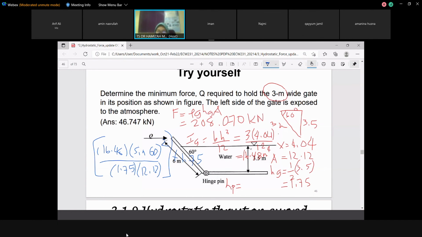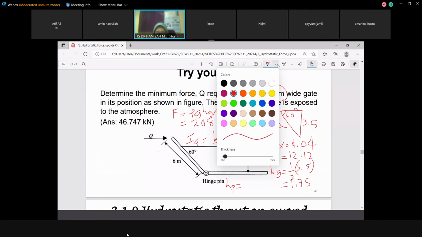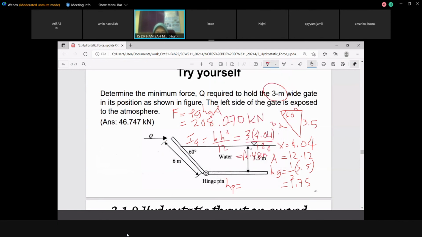Oh, okay. So, saya HP ialah salah. Salah apa? Saya salah masukkan nilai yang pertama tu, saya masuk 19.48. Sebab BH cube over 12 ni ialah 16.48. Okay. So, HP ialah 2.33.